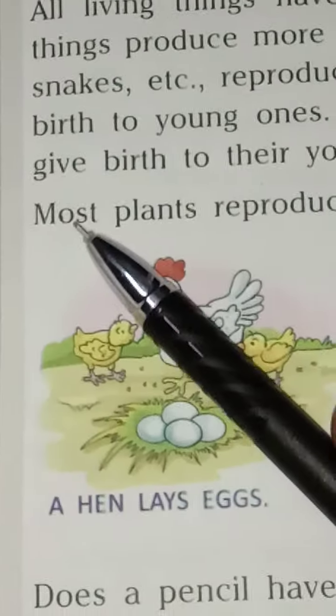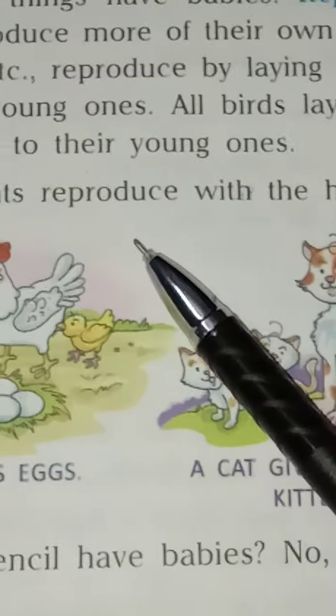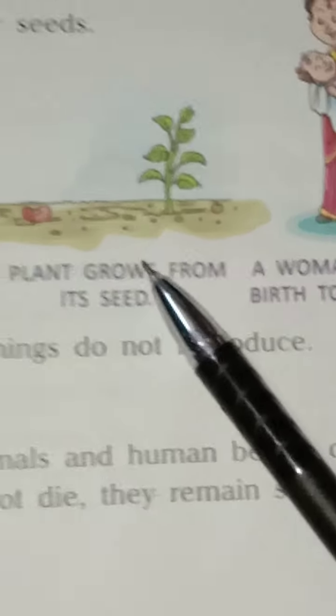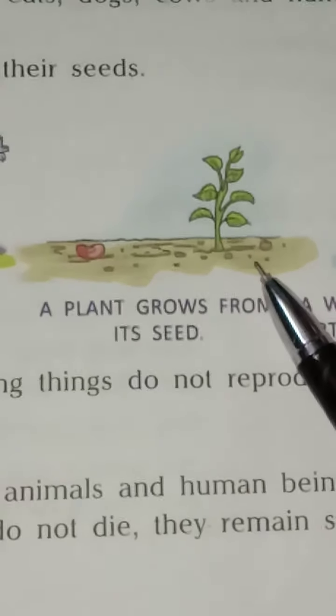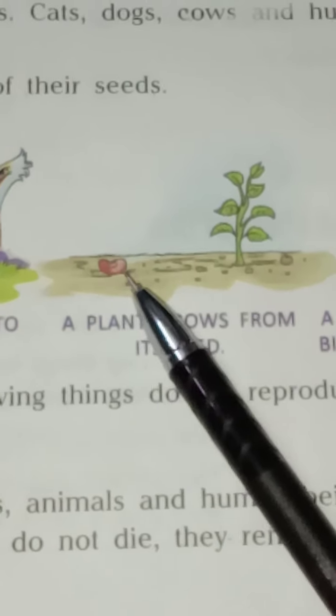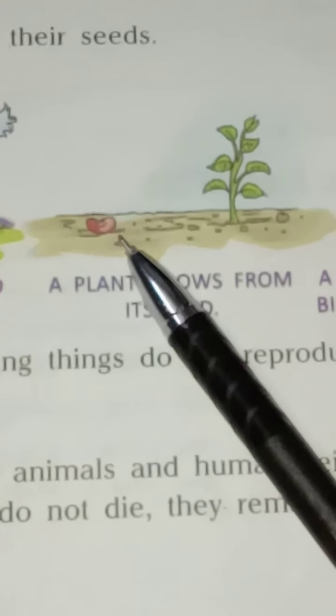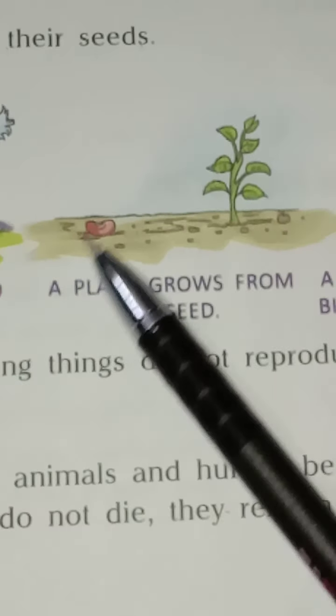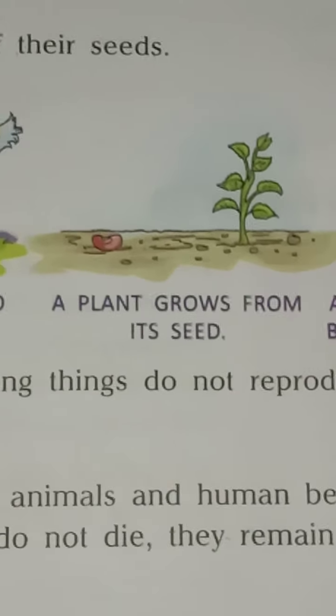Now most plants reproduce with the help of their seeds. Now look here, a plant grows from its seed. You can see, what is this? This is a seed. A plant grows from its seed. Okay, now clear?